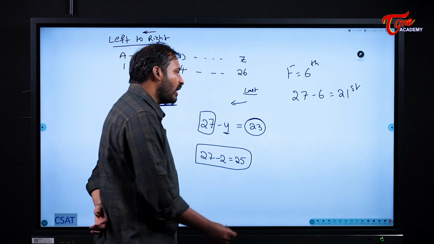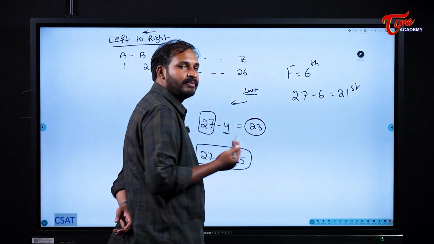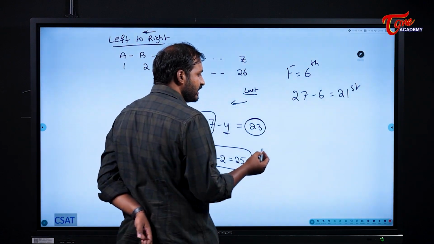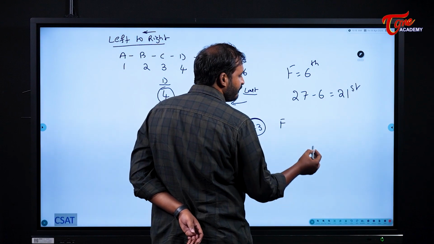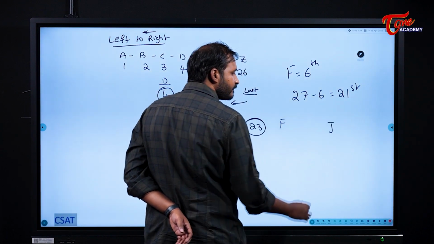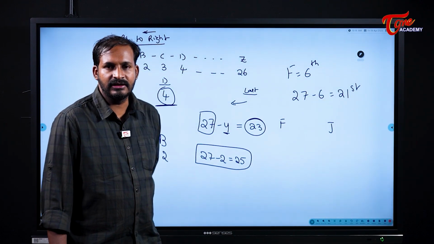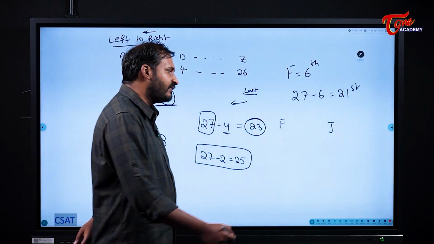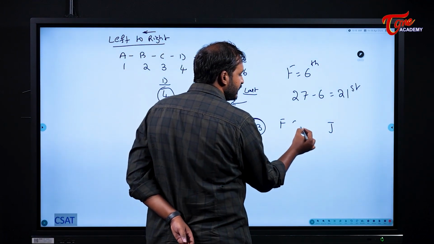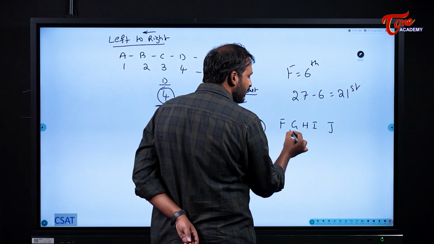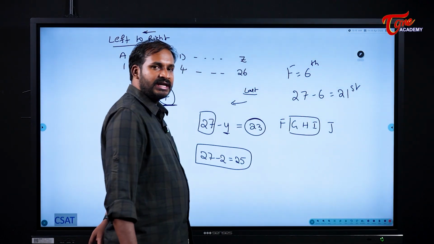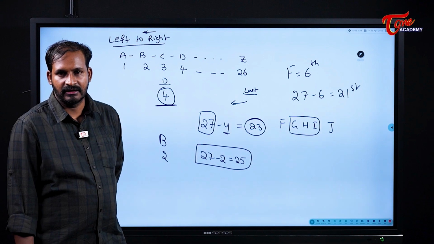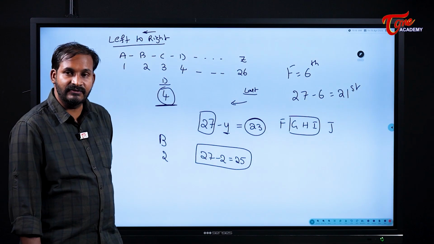Next, between two alphabets, if you want to find how many alphabets are there. For example, how many alphabets are there between F and J? As they are nearer, F, G, H, I. I can say that there are three alphabets between F and J. I am using the word between.